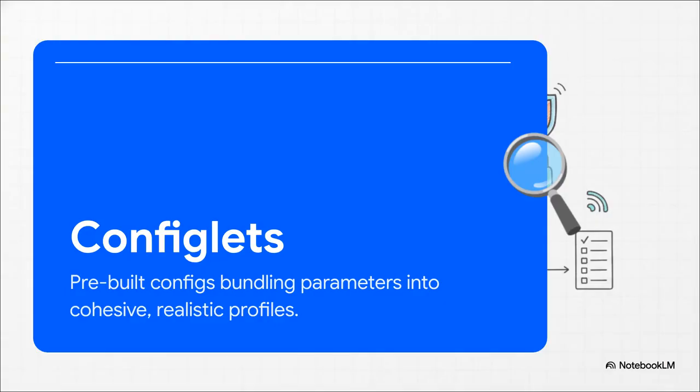So how do they actually avoid getting caught? Well, Undetectable Browser tackles this using what they call configlets. These are pre-built fingerprint configurations that bundle up really complex parameters. We're talking things like canvas rendering, WebGL, audio context, and screen resolution into cohesive, totally realistic profiles. It uses real browser telemetry, so it's incredibly beginner-friendly. Instead of manually tweaking dozens of highly technical settings and accidentally creating a totally unrealistic fingerprint, you just select a configlet that matches your target platform and boom, you're good to go.